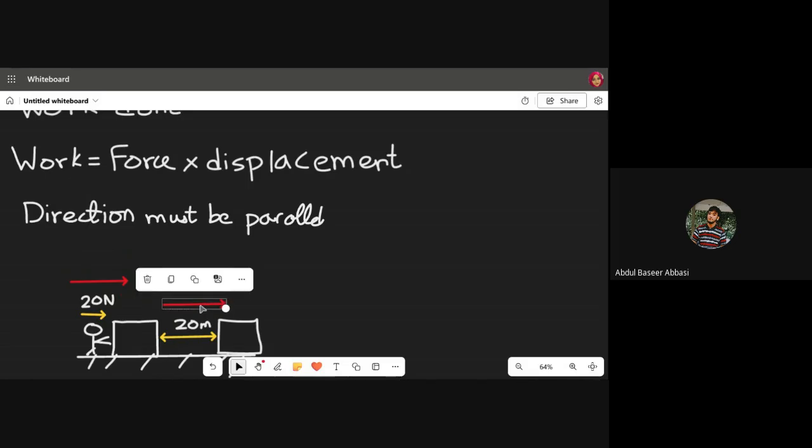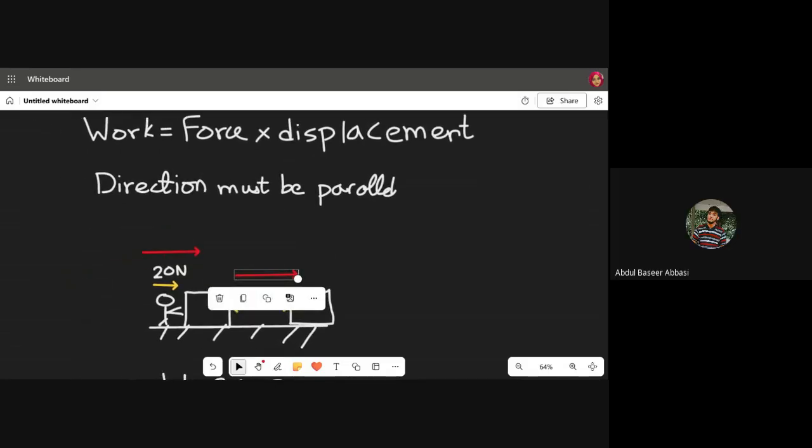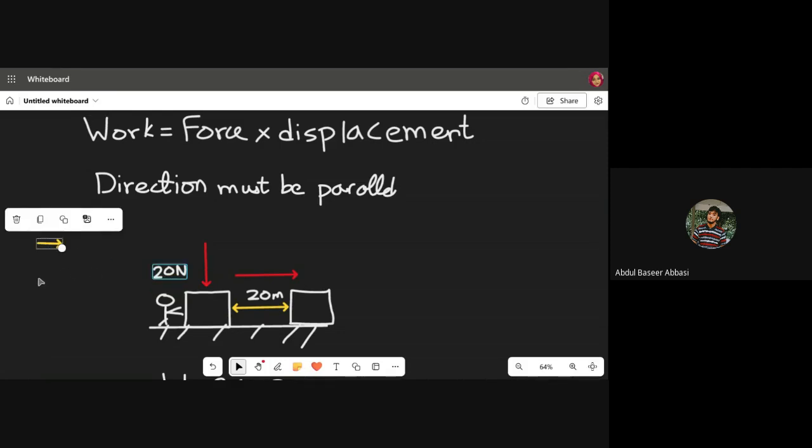Now, another question is, what if I apply force above, like this? Will there be work done? No, I'm talking about this one. Let's worry about this one. Let's move this. All right.